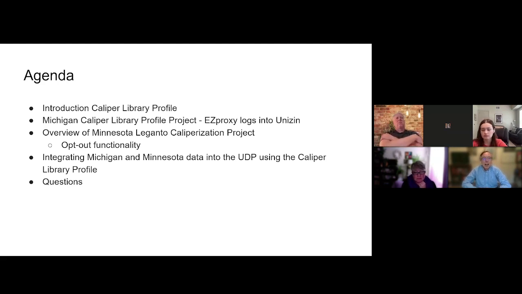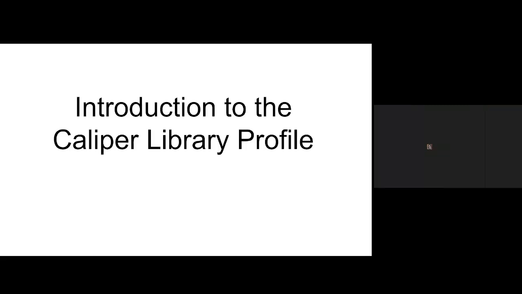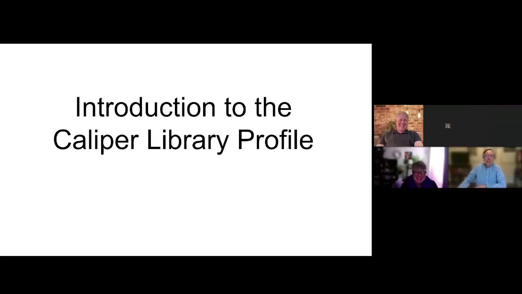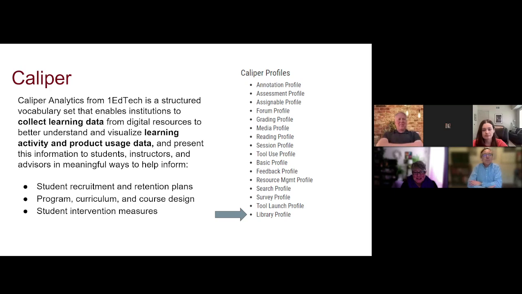Following that, Shane and Kirsten are going to talk about Leganto and how they caliperized that, Leganto being a course reading list tool that is included in Canvas. And then at the end, we are going to have hopefully time for questions if all of us can stick to our scripts. So please wish me luck. First, the Caliper Library Profile.